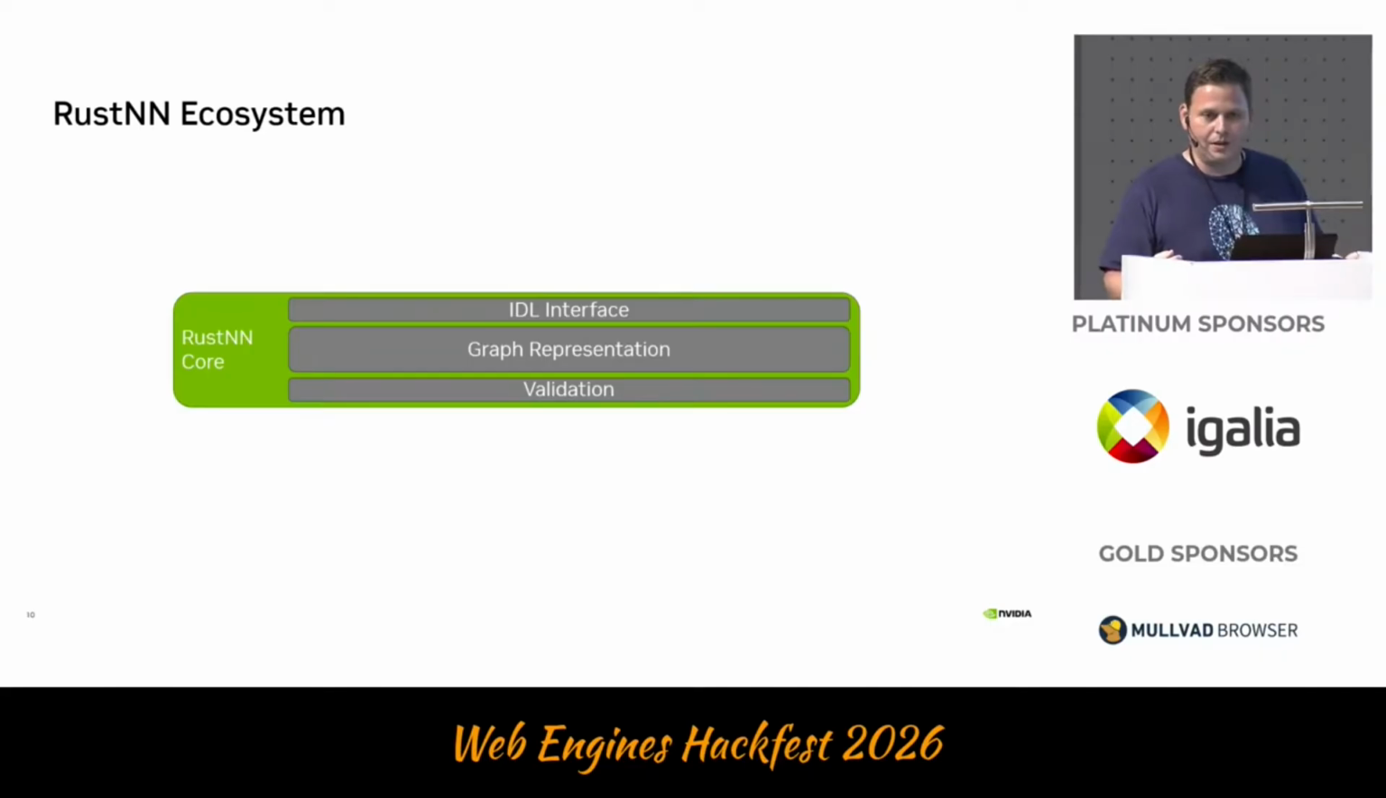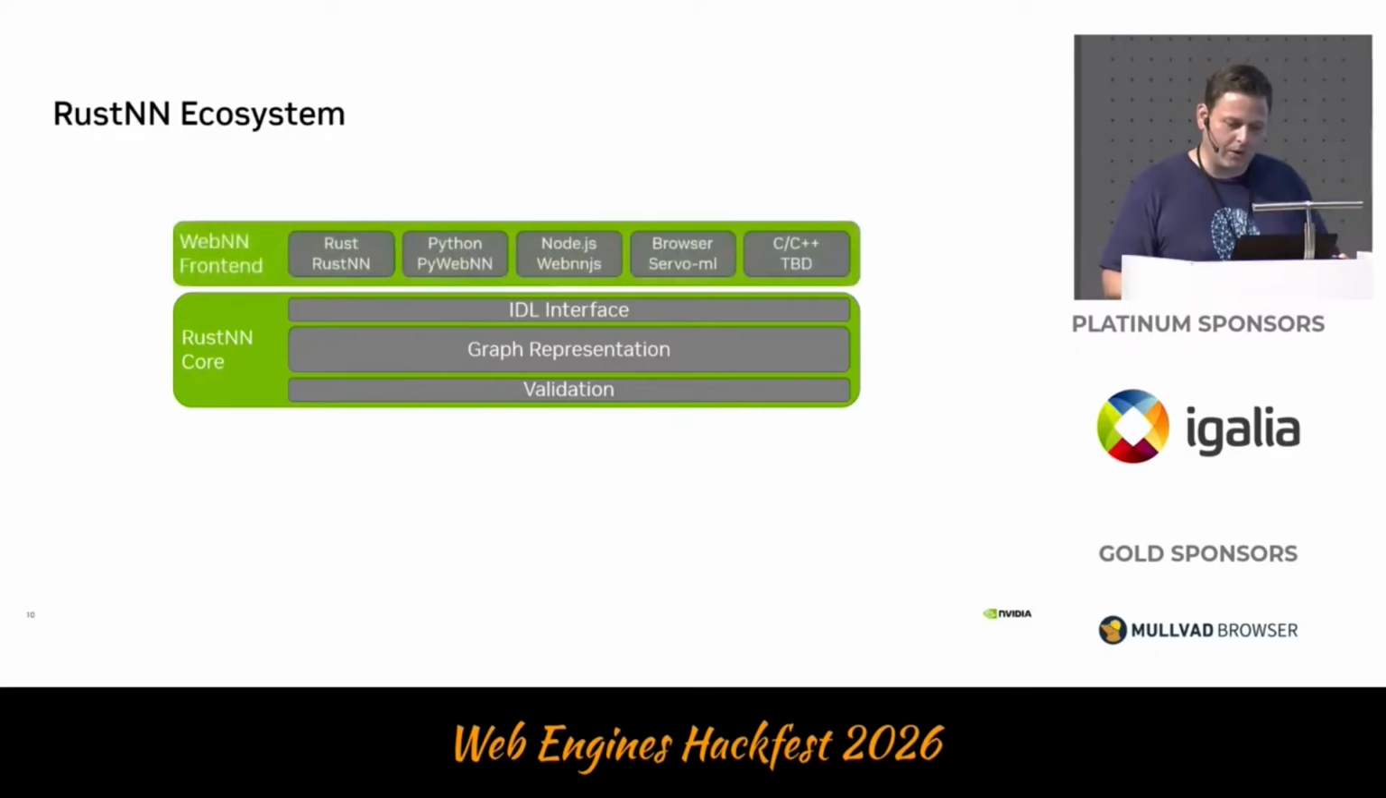And then we started to implement an IDL interface. So WebNN has an interface definition language, and we want RustNN to look as close as possible to JavaScript as well. This work started later, but it's now in a mostly good state. So with the IDL interface itself, well, we want to have more front ends to RustNN itself. So we have the Rust version. We have a PyWebNN, which is a Python implementation, which is not using the exact interface, but I have a PR. We have a Node.js implementation we call WebNN.js. This is largely untested at the moment.